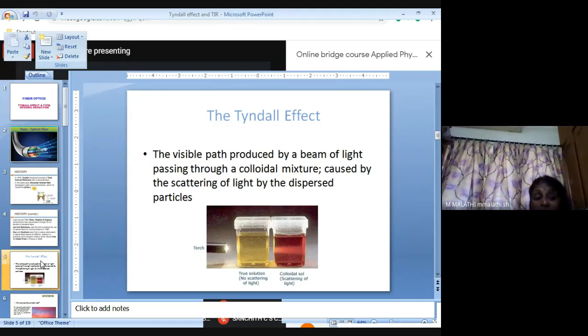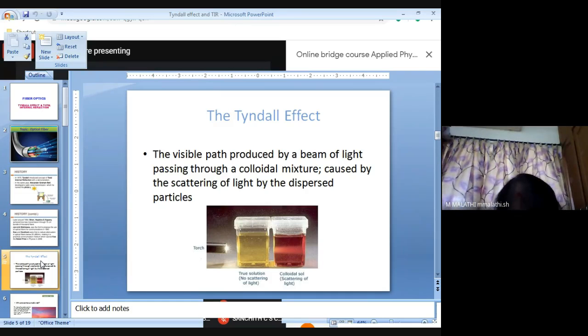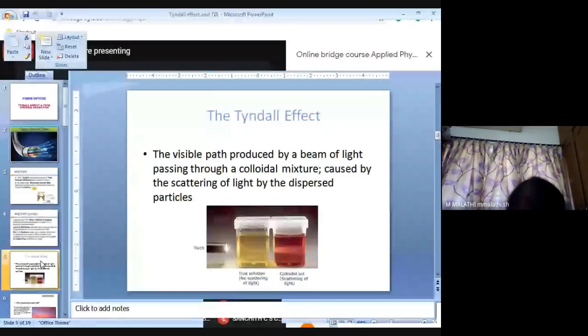This is what the Tyndall effect is telling you. See, in this picture, light is passed through two beakers of liquid. One is a solution and the other is a colloid. The solution means the solvent and the solute, where the particle size of the solute is very fine, very small. So the solute and the solvent dissolve completely, and there are no particles. The particles are completely dissolved. That is called a solution.